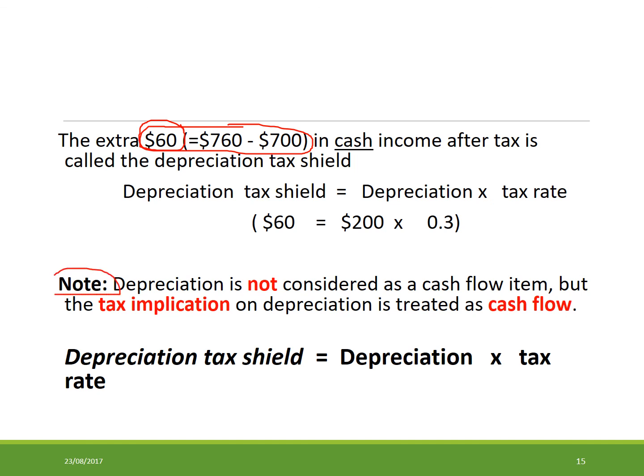So the important point here is to remember that depreciation is not a cash item, but the tax implication of depreciation is a cash item, right? So to work out the depreciation tax shield, we take the depreciation expense times the corporate tax rate, right?